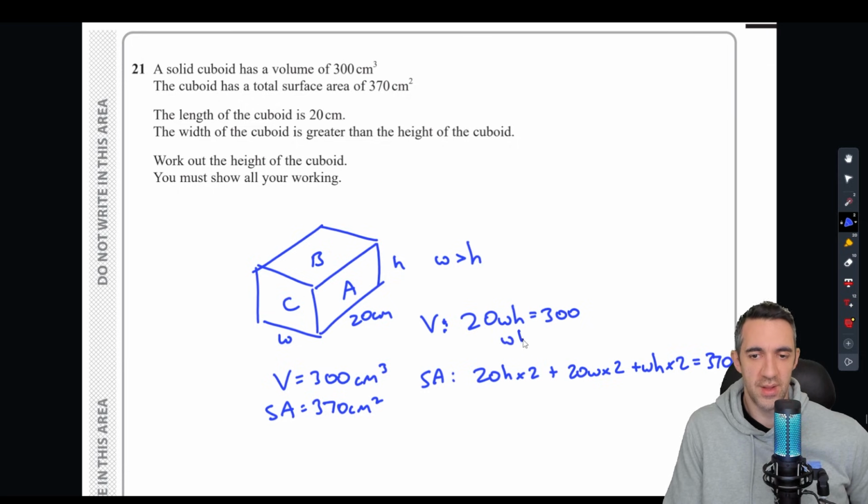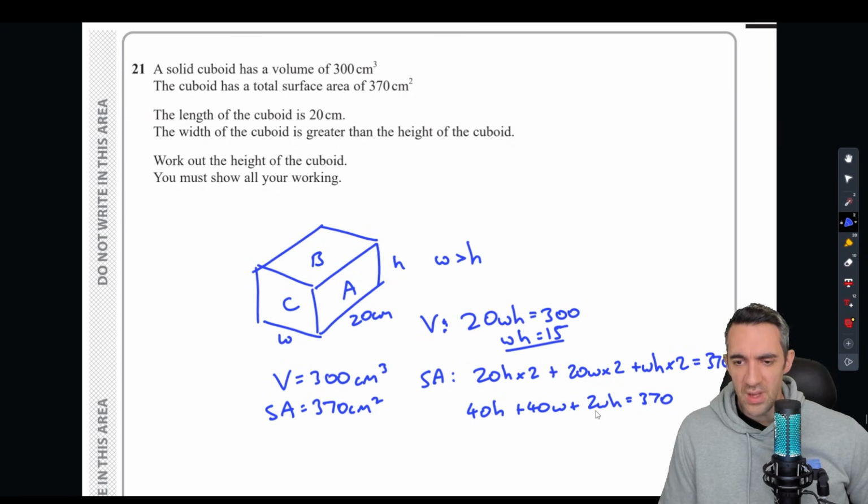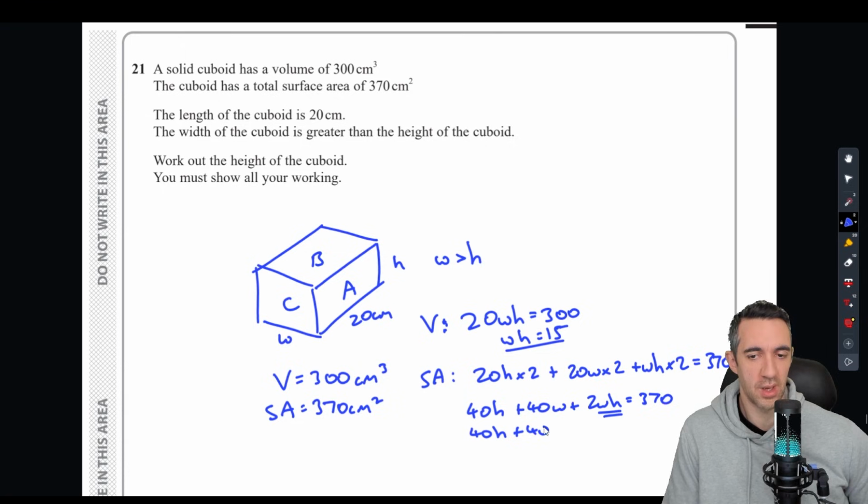So if I simplify this, WH divided by 20 gets me 15. So I can't work out what W or H is, but I can use that in my other equation, which at the moment says 40H plus 40W plus 2WH equals 370. Now, I'm still going to have to do the same substitution anyway, but look here, this WH, I can just replace with 15. Makes life a bit easier. So 40H plus 40W plus 2 times 15 equals 370.